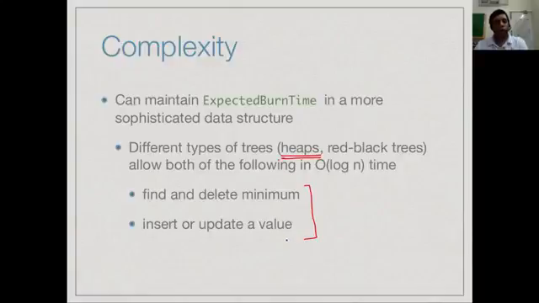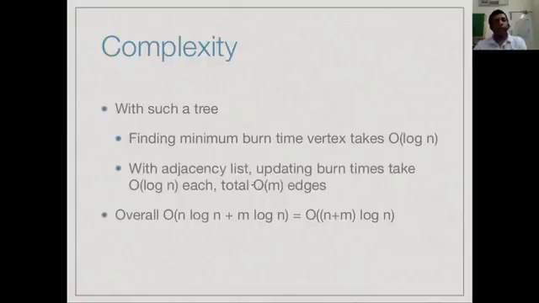So if you have n values, then in log n time you can find and delete the minimum value, and we can insert a new value or update a value which is already in the heap. All these operations take only log n time. So if this can be done, which we will see later, then finding the minimum burn time takes log n time. Now when we update the vertices which are adjacent to the current burnt vertex, overall we do this O(m) times, because there are m edges, but each update again takes O(log n) time.